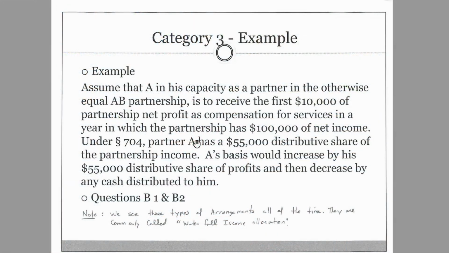All right. Assume that A, in his capacity as a partner in the otherwise equal AB partnership, is to receive the first $10,000 of partnership net profit as compensation for services in a year in which the partnership has $100,000 of net income. Under Section 704, Partner A has a $55,000 distributive share of the partnership income. A's basis would increase by his $55,000 distributive share of profits and then decrease by any cash distributed to him. Note, we see these types of arrangements all the time. They're commonly called waterfall income allocation.